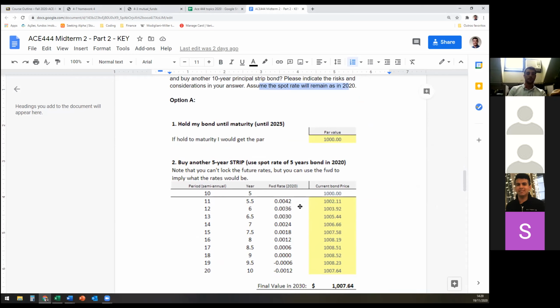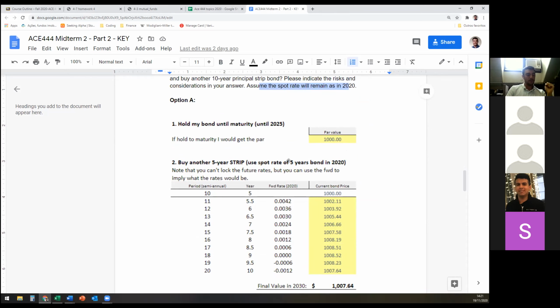into maturity, 2025. What are you gonna be getting at 2025? The par value, right? Remember, it's a strip. The only payment that you're going to have is the par value at the end. So we are here in 2025, and you got the par value back. You have $1,000. And then you buy another 5-year strip at that time.